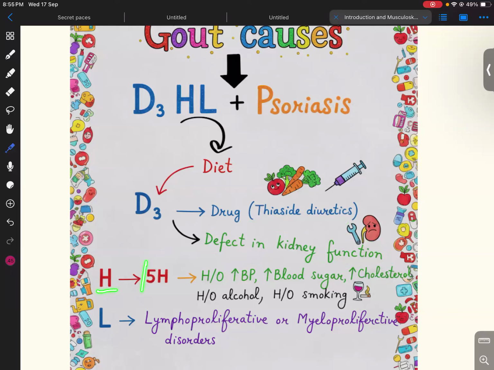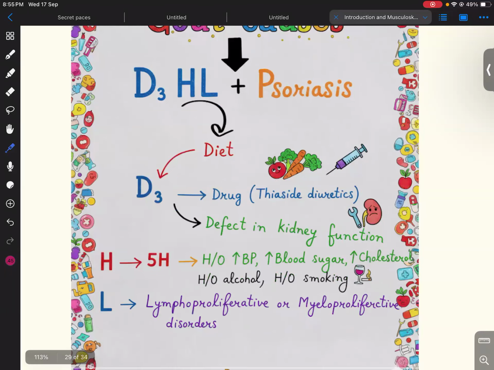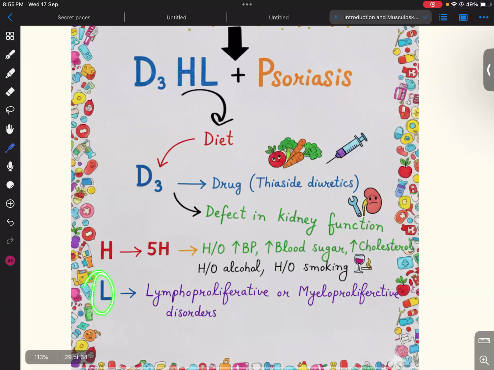Then H. H goes for 5H. What are the 5H? The 5H are history of high blood pressure, history of high blood sugar, history of high cholesterol, then history of excess alcohol, and history of smoking. These 5H can lead to gout. Then comes the L. L goes for lymphoproliferative and myeloproliferative disorder. To screen for lymphoproliferative and myeloproliferative disorder, you just have to ask triple L. That is loss of weight, loss of appetite, lumps and bumps in the body.